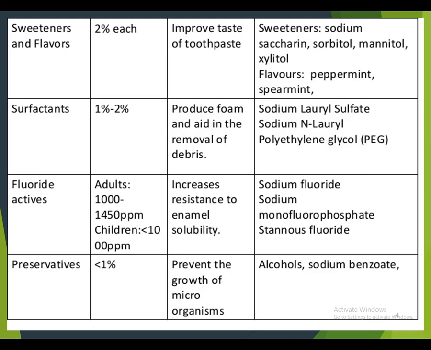Fluorides are also present in toothpaste. The concentration of fluoride for adults is 1000 ppm to 1450 ppm, and the concentration of fluoride for children is less than 1000 ppm. Fluoride increases resistance to enamel solubility. Fluoride is present in the form of sodium fluoride, sodium monofluorophosphate, and stannous fluoride. And finally, preservatives are also added into toothpaste up to 1% or less than 1%. These are used to prevent the growth of microorganisms. Preservatives present in toothpaste can be alcohol, sodium benzoate.